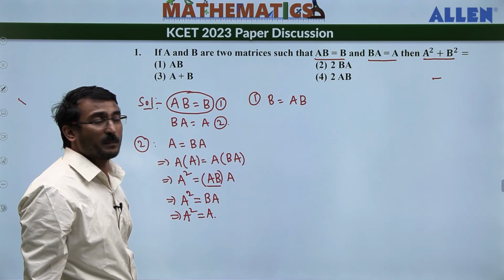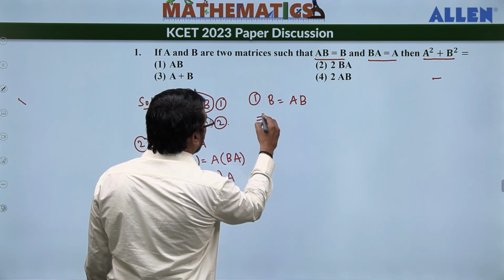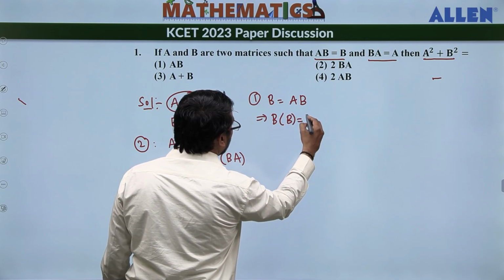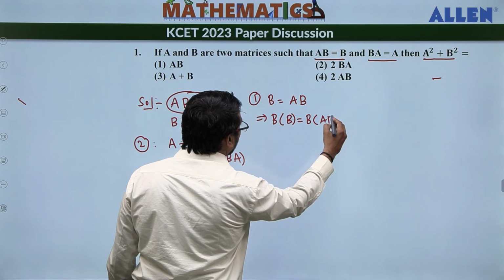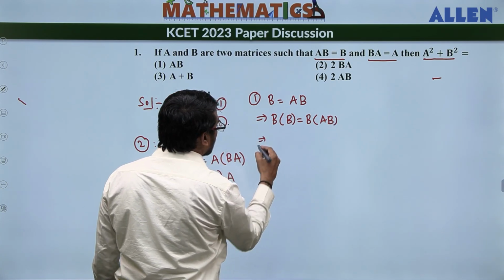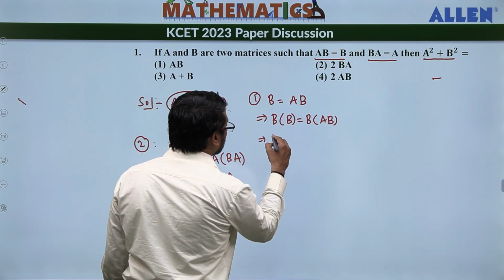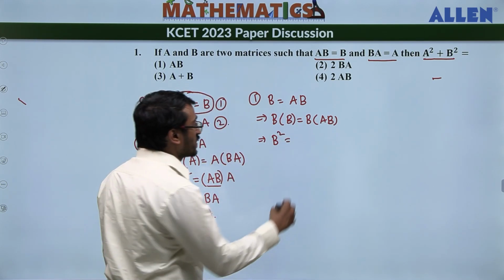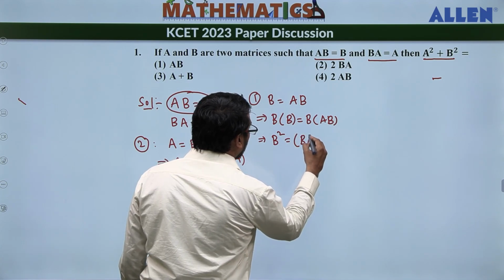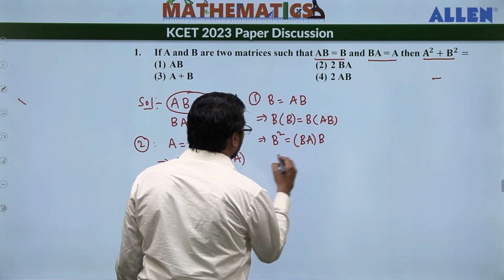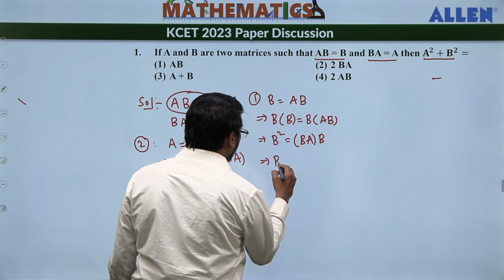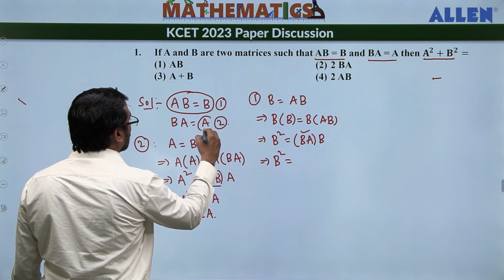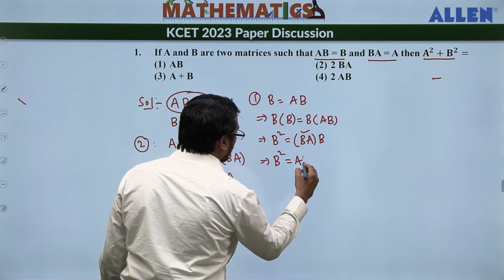Both the sides pre-multiply by B. B into B is equal to B into AB. So, left hand side is B square. What is right hand side? Product of matrices is associative. BA into B. What is BA? A. So, AB.